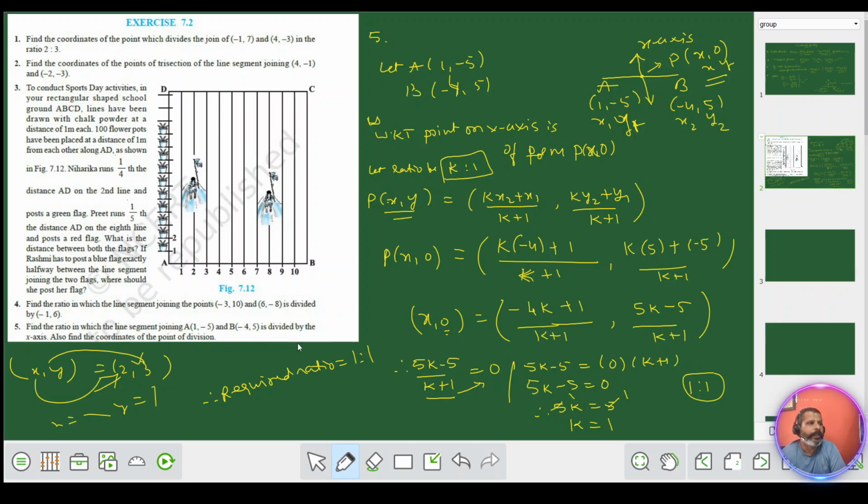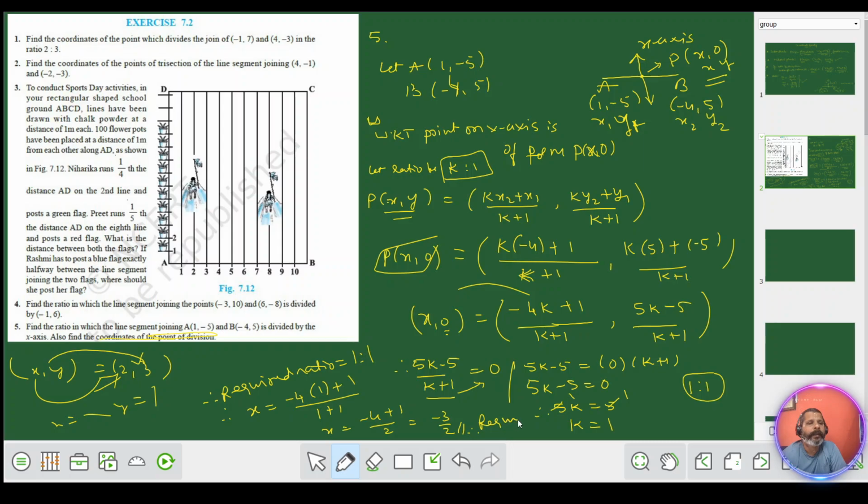So this is how we find the ratio. Also, they ask to find the coordinates of the point of division. That means you have to find P of x, 0 here. The y coordinate is 0, but you have to find the x coordinate. So you substitute k and equate to the x value here. Understood? It's a very important question. So x equal to minus 4 of k is 1, plus 1 by k plus 1 means x equal to minus 4 plus 1 by 2, which is minus 3 by 2.